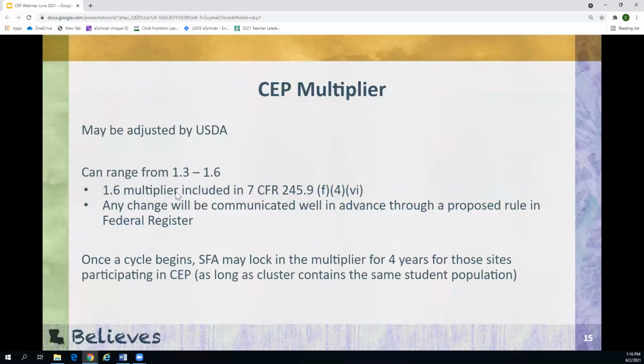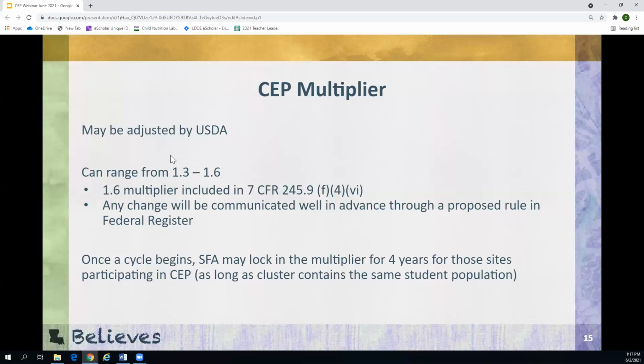So the CEP multiplier is something that can be adjusted by USDA. It can range anywhere from 1.3 to 1.6. And currently the multiplier is 1.6. And we have not seen this multiplier change since the inception of CEP. And the 1.6 multiplier is what is included in the federal regulations, and any changes would have to be communicated well in advance through a proposed rule in the Federal Register.